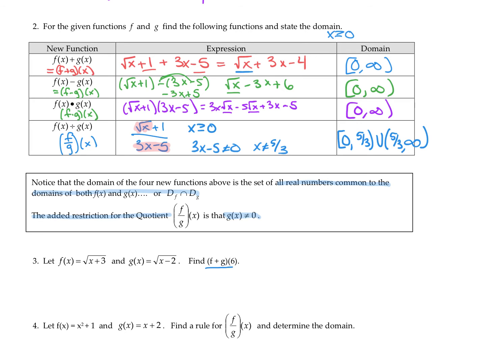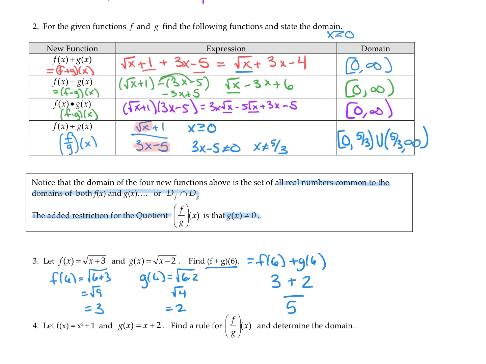All right, so then I'm going to do f plus g of 6. So what does this mean? This means I'm actually doing f of 6 plus g of 6. So f of 6 would equal the square root of 6 plus 3, which would equal the square root of 9, which would equal 3. g of 6 would equal the square root of 6 minus 2, which is the square root of 4, which is 2. So if I do 3 plus 2, my final answer would be 5.